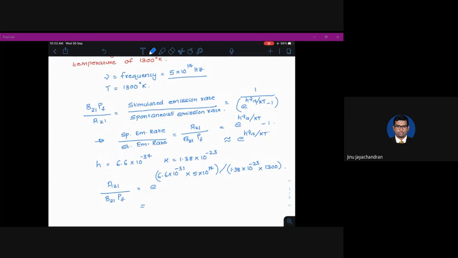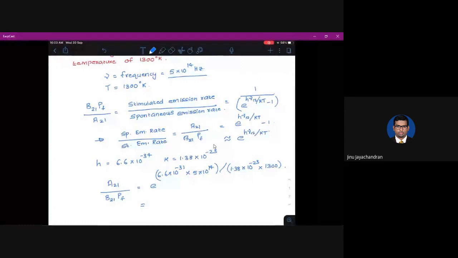Yeah, that is right. As said earlier, this term here will evaluate to 18.39. It will be 18.4. So the answer is e raised to 18.4. Okay, now let's analyze this problem.